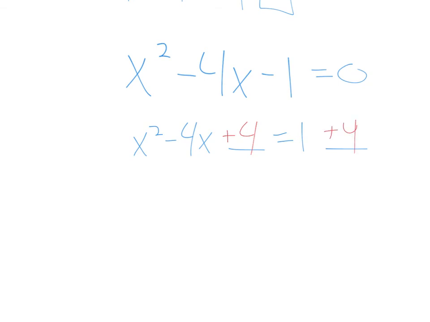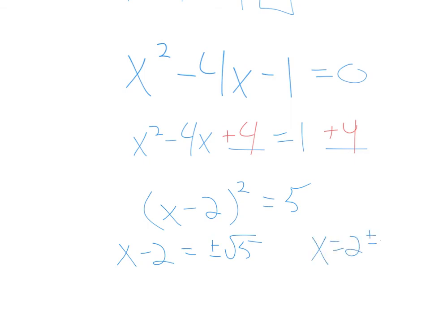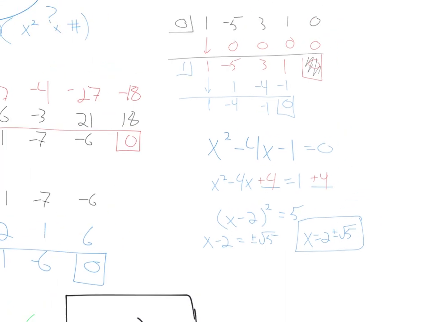So from here, I'll write this left side in factored form, which would be x minus 2 times another x minus 2, or x minus 2 squared, and that's equal to 5. Square root each side. X minus 2 equals positive or negative radical 5. And we'll move the 2 over. So x equals 2 plus or minus square root of 5. That is 2 answers combined into 1. That plus or minus tells me there are 2 answers total.